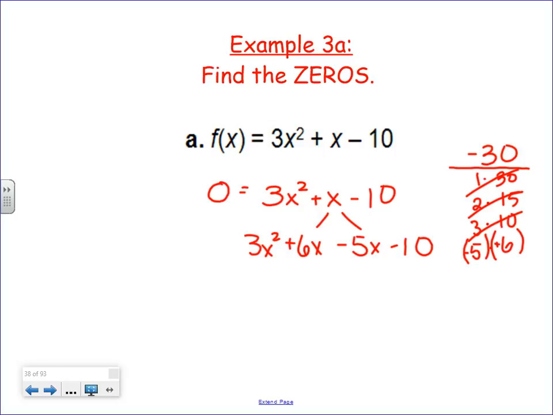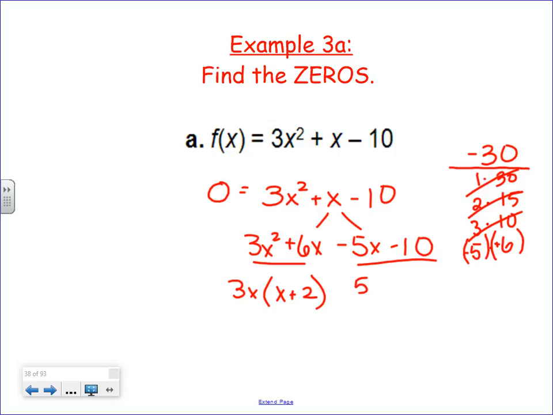First of all, we group. So we look at the first 2, look at the second 2, right? What's in common for the first 2? 3x. Pull them out. What's in common for the next one?